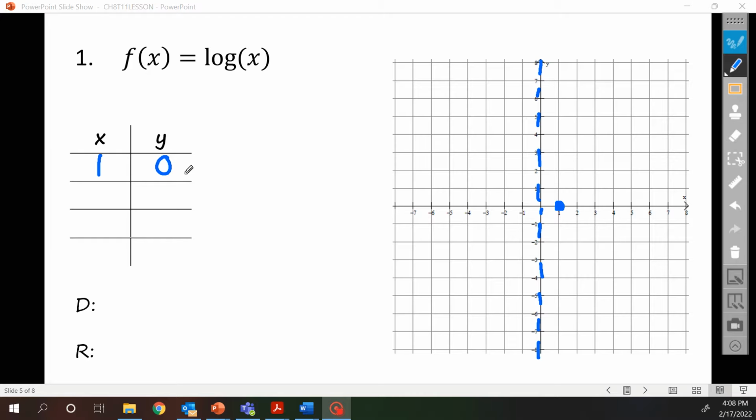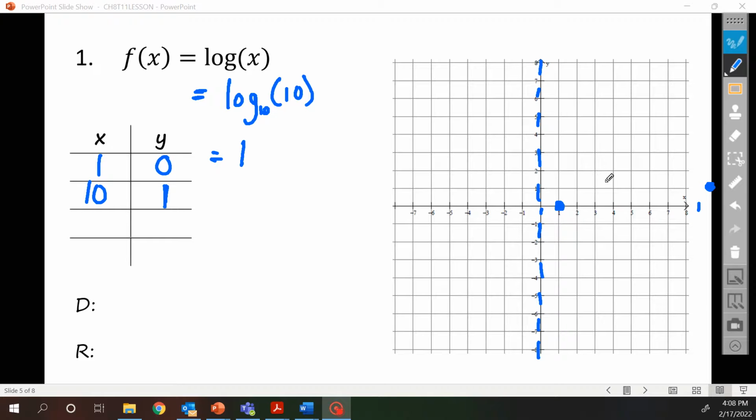Now the next point that I want to pick is the number that would give me the next output, which is 1. It should be the next number that I can take a common log of and get a whole number. The next number I would want to take a common log of would be 10, because this is asking 10 to what power is 10, and 10 to the first power is 10, so the common log of 10 is 1. So plugging in 10 gives me 1. So I'm going to go over here to 10, which is right here, and I get 1.